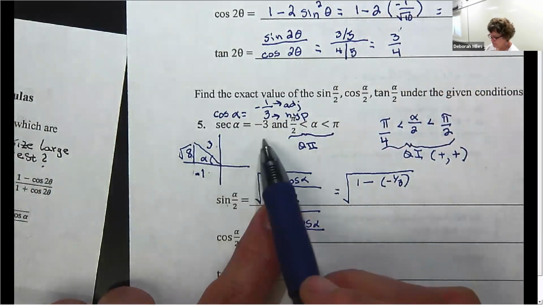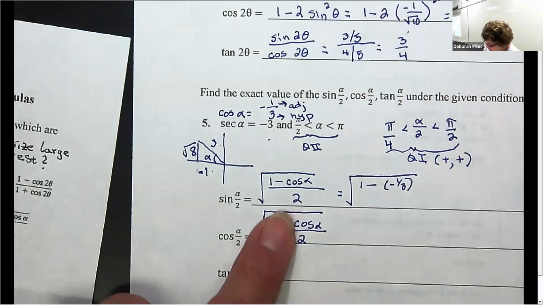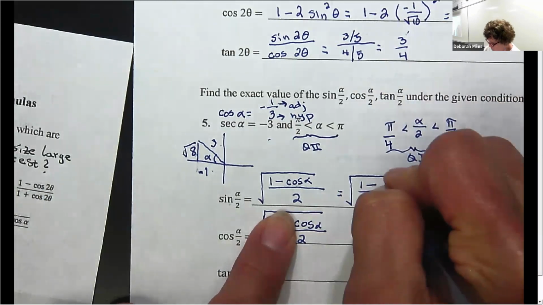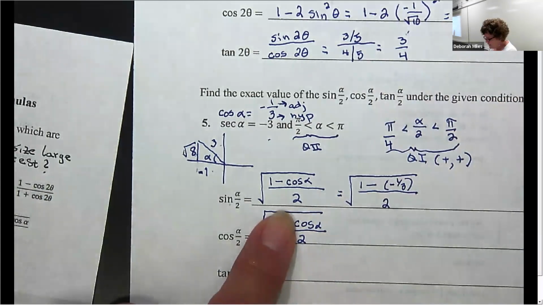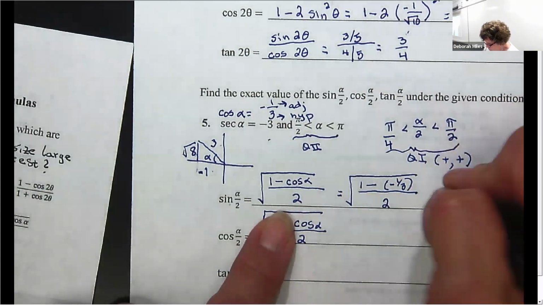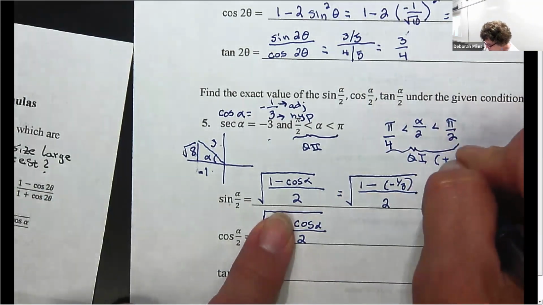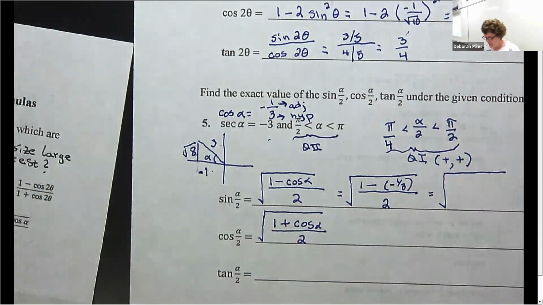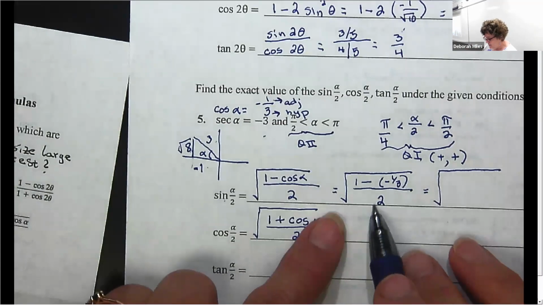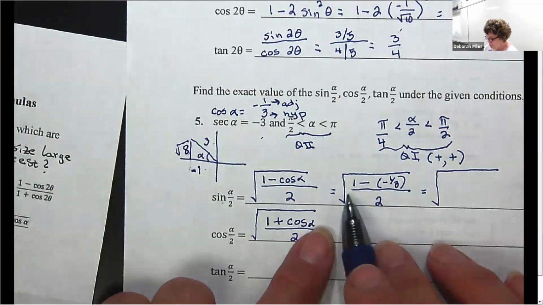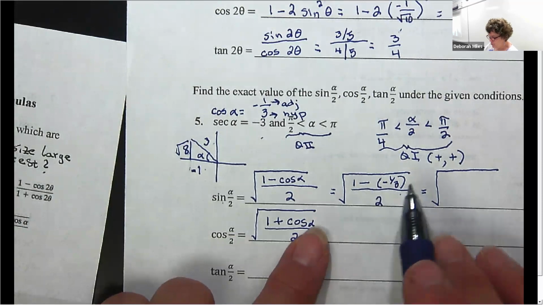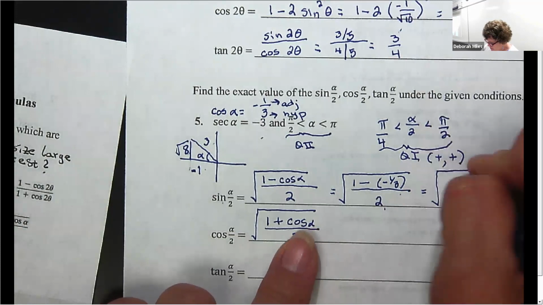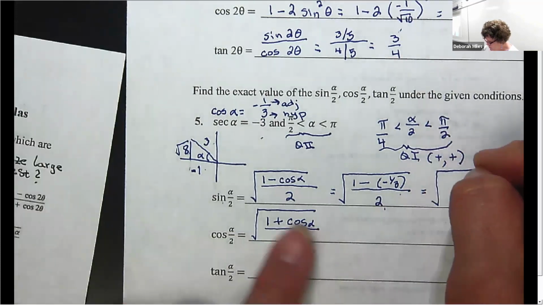If secant's -3, then cosine's -1/3. Yeah, I didn't even need that other leg. 1 minus -1/3 over 2. Now this is just going to end up to be an ugly answer. Sometimes you can't get an exact answer that's pretty. 1 minus -1/3 is 1 plus 1/3, which is 4/3 divided by 2 is 2/3. Actually, that's not as ugly as I thought it was going to be.